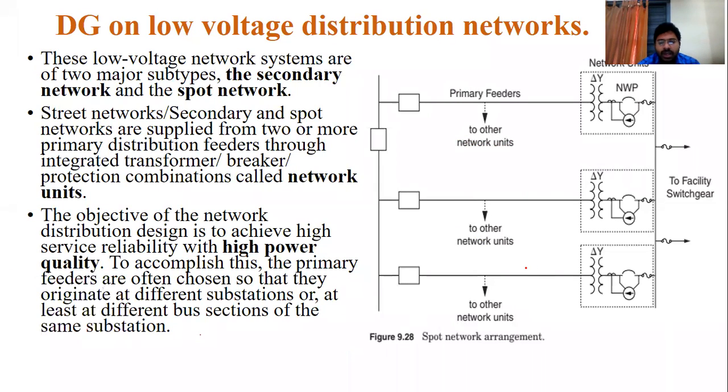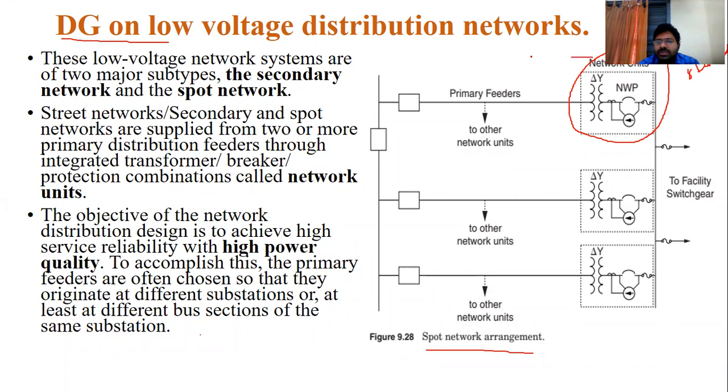Now our intention is how to add this DC to this low voltage network. Before that, now see this diagram, the spot network arrangement. Remember, this is the network unit that is available at the substation. This is the switchgear unit that is available in the substation.